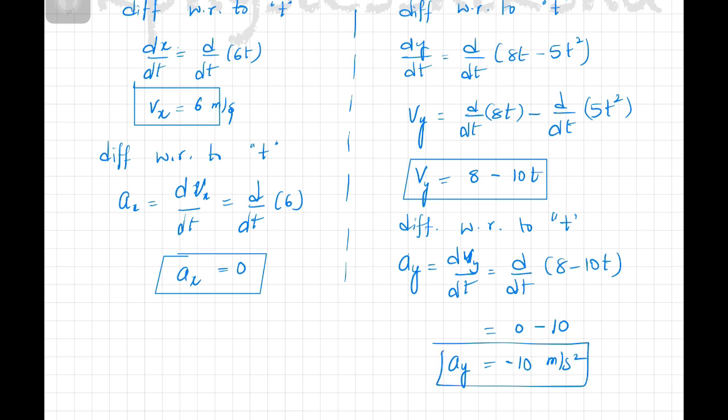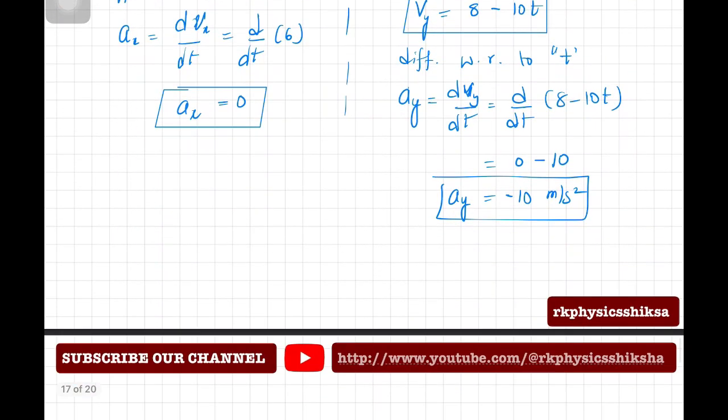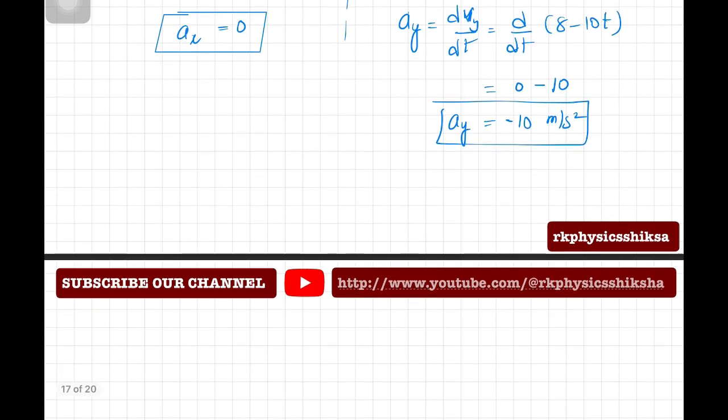I have ay and ax, I have vy and vx, and I also have the x and y values. Now I know all the values, so we'll write them all down once.